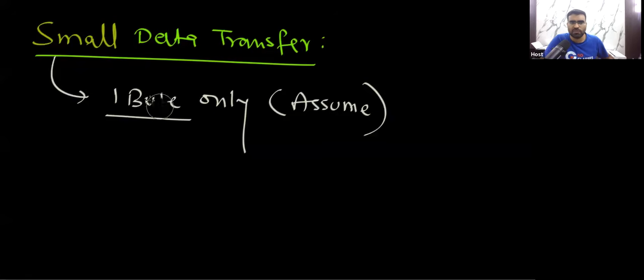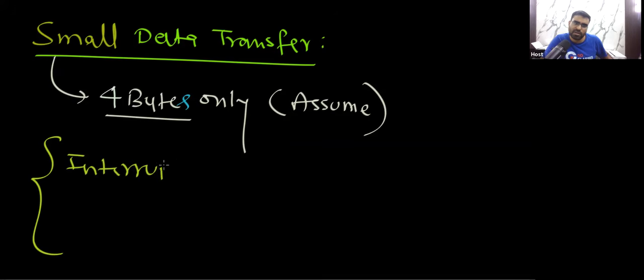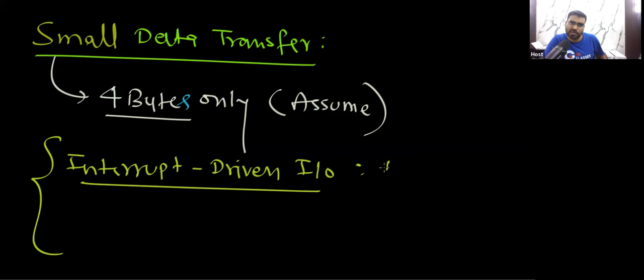You only want to transfer 1 byte or maybe a few bytes, for example 4 bytes, nothing else. So now you tell me which mode is better, DMA or interrupt driven IO? Here interrupt driven IO is better. Why? What is the reason?